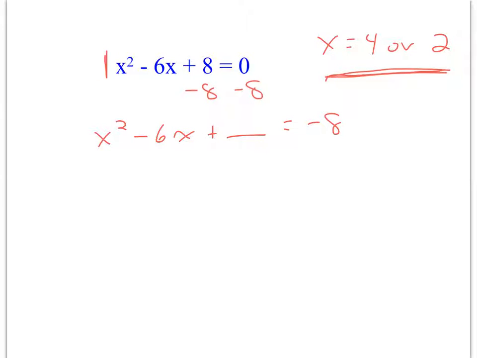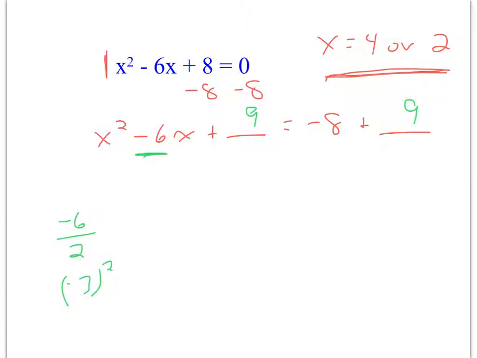0 minus 8 plus my blank. If I add something to one side, I've got to add it to the other as well. Let's now complete our square. So we're going to take our b, negative 6, divided by 2, of course, is negative 3. Negative 3, I'm going to square that puppy, which is 9, and add it in my blanks to both sides.